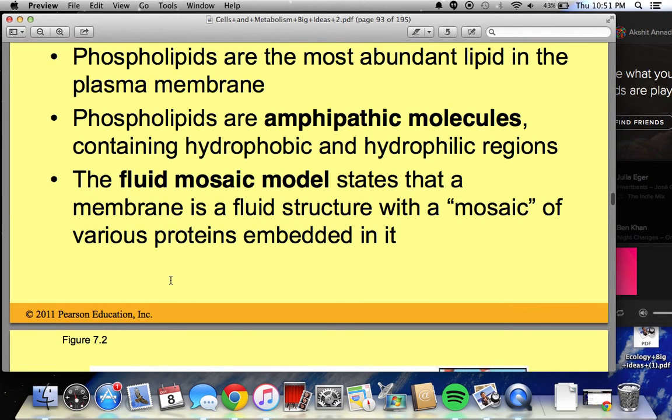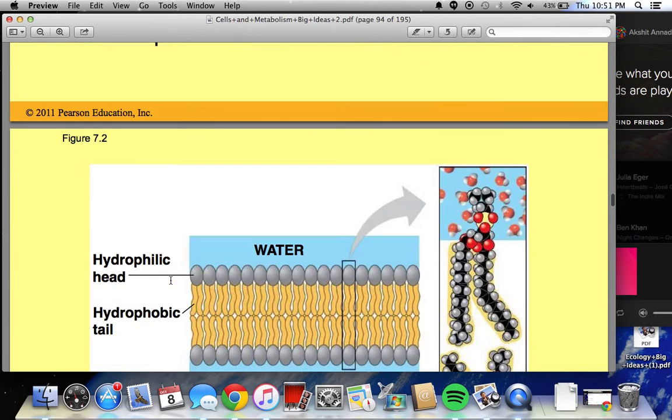And the fluid mosaic model states that a membrane is a fluid structure, which means that it can move around and it's bendable and it's shapeable, it's not rigid. And it has a mosaic of various proteins embedded in it, which we'll go over soon.